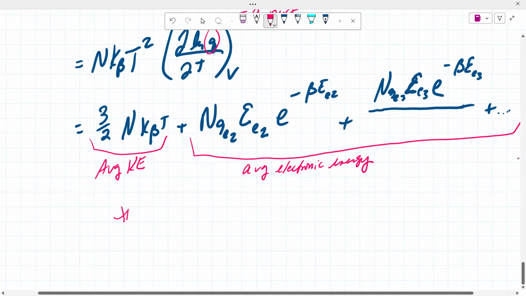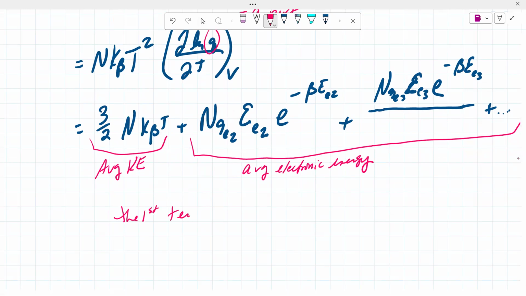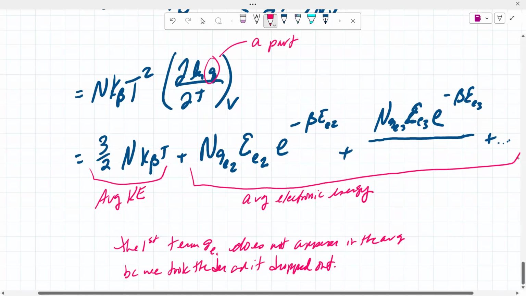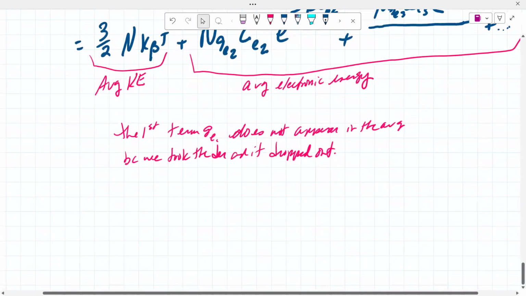Yes, the first term, g_E1, does not appear, because we took the derivative and it dropped out. We have to take the derivative of stuff, and we could work all of that out, but I'm just giving you the answer already. So here it is.